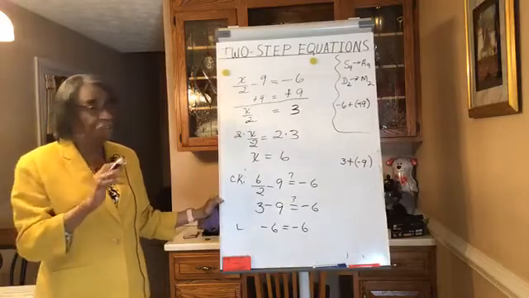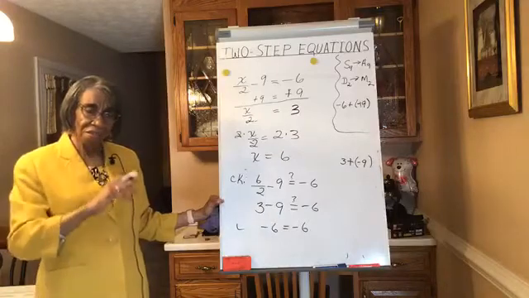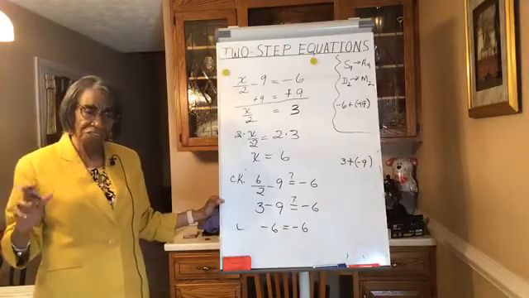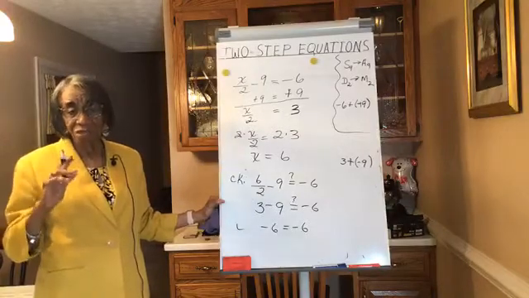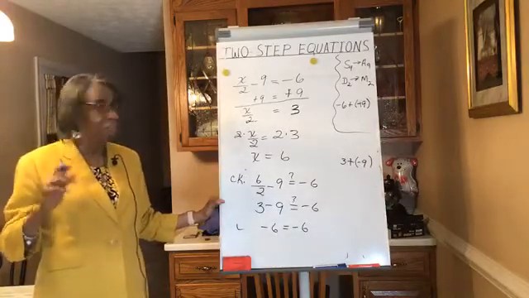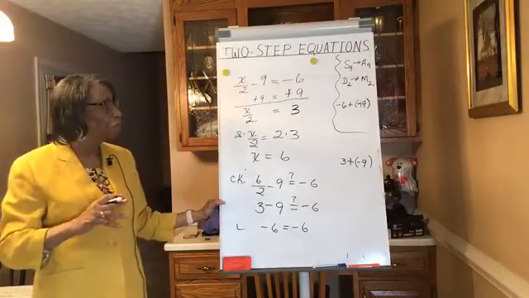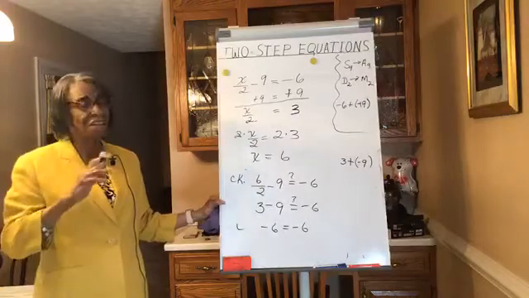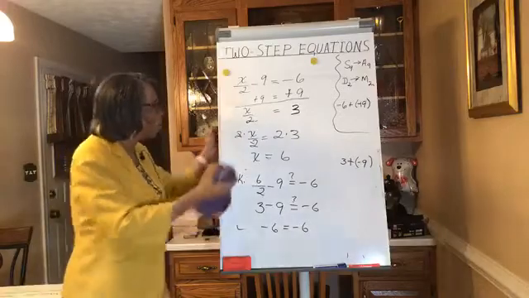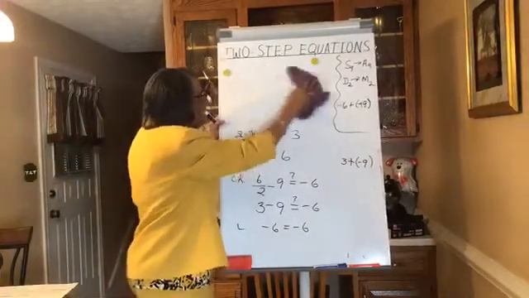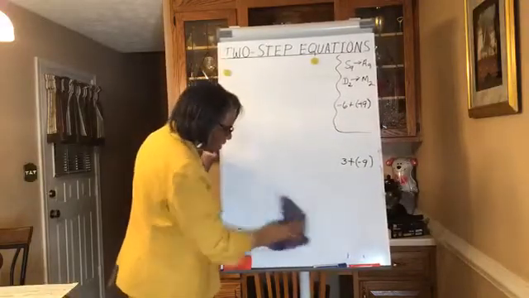All right, so the order to this is that we do additions and subtractions first, and multiplications and divisions after. And the variable tells us what we must do. Whatever operation is being done to the variable, we do the opposite operation. If you have questions, ask them. If you got it, say got it. I hope that all of us are now 2-stepping equations.